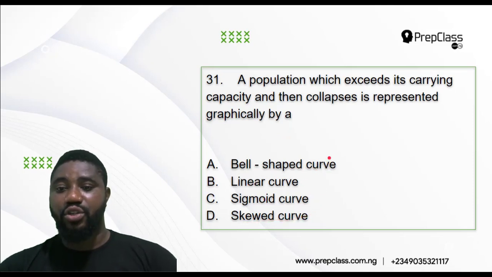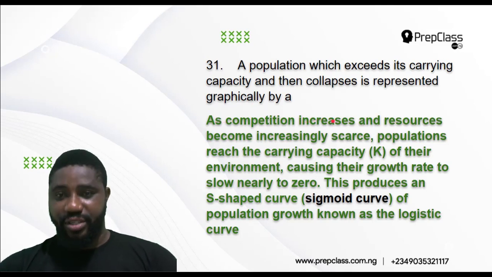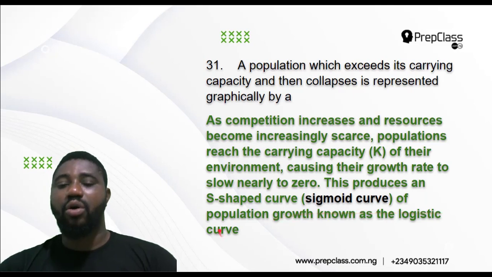Now, I said here that as competition increases and resources become increasingly scarce, populations reach the carrying capacity of their environment, causing their growth rate to slow nearly to zero. This produces an S-shaped curve, which is the sigmoid curve of the population growth known as the logistic curve.